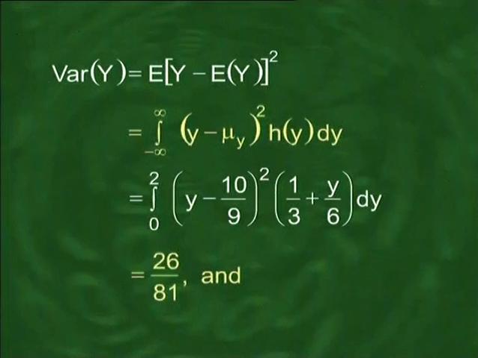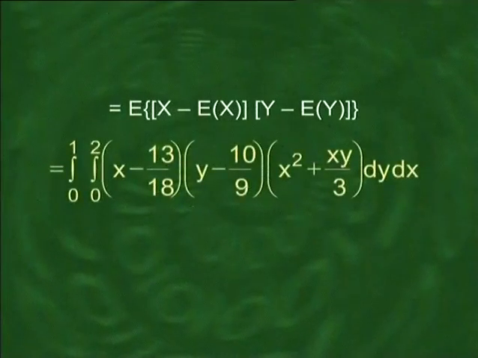substituting 10 over 9 instead of E of y, we have to find the integral of y minus 10 over 9 whole square multiplied by 1 over 3 plus y over 6. So we multiply these parts and we get a number of terms upon which we apply this integral, and doing all the calculations, the final answer is 26 over 81.